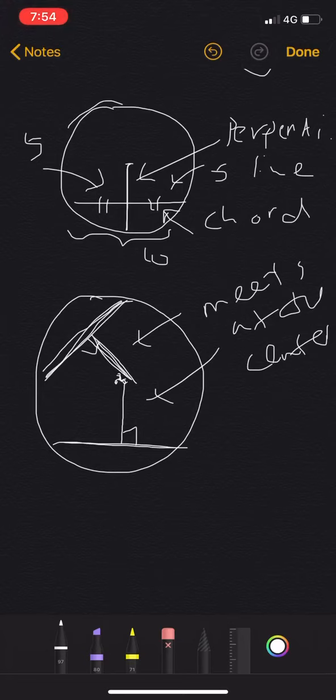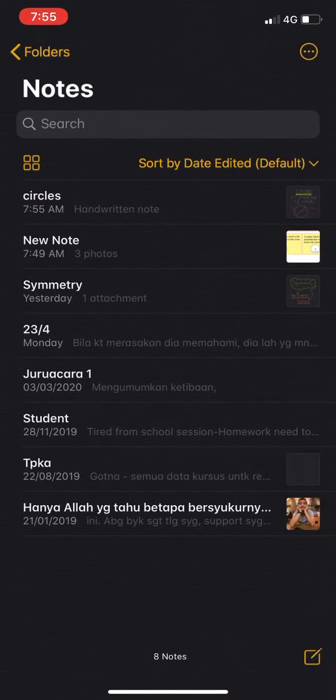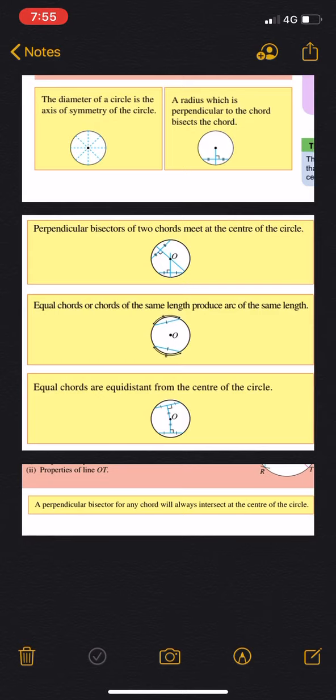That's why I write another chord. Let's say here, my chord is here. So if I draw the perpendicular line, they mesti cut at the center, mesti meet at the center. Okay, that is the third property.